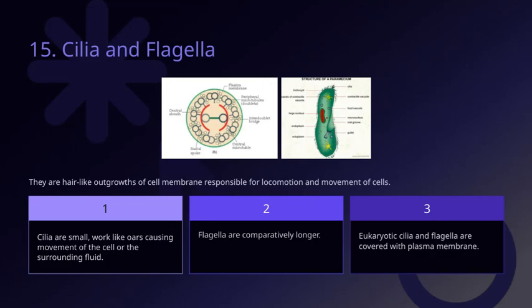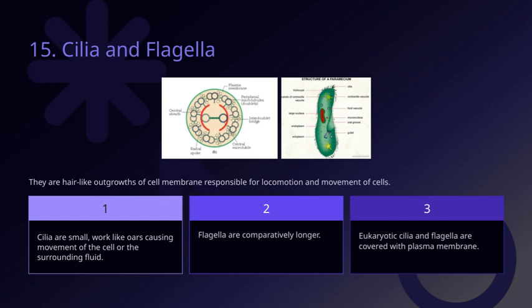Now, let's look at slide 25, which focuses on cilia and flagella. These structures are fascinating because they are covered with plasma membrane, just like the rest of the cell. This means they are not exposed directly to the cell's interior, maintaining a protective barrier. When comparing them, flagella are generally longer than cilia, which is an important distinction. Cilia are smaller and work much like tiny oars, helping the cell move or assisting in moving fluids around the cell. This movement is crucial for many physiological processes.